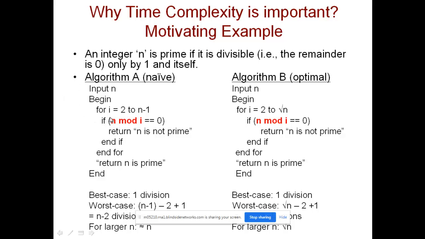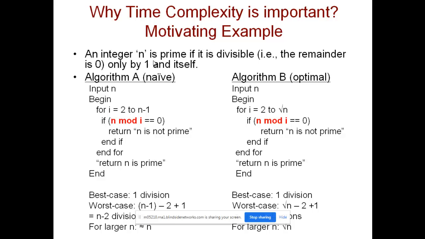So run the loop with index i equals 2 to n minus 1 and see if n is divisible by any of those values from 2 to n minus 1, and that's what I'm checking here. If n mod i, where mod gives the remainder of the division, is 0, then it means n is not prime. For example, if your n is 12, then 12 divided by 2 has remainder 0. You can stop right there and say n is not prime.